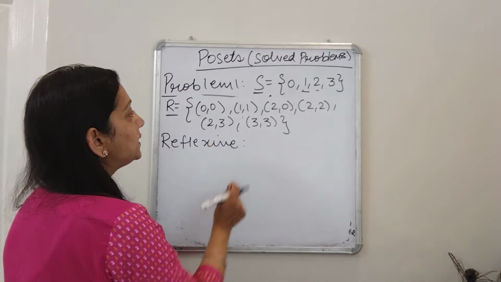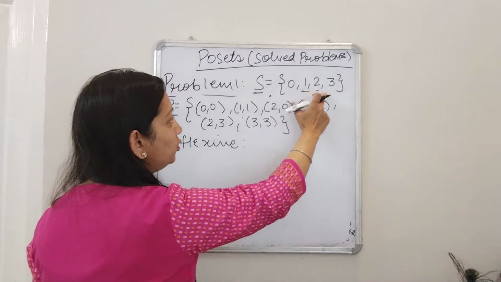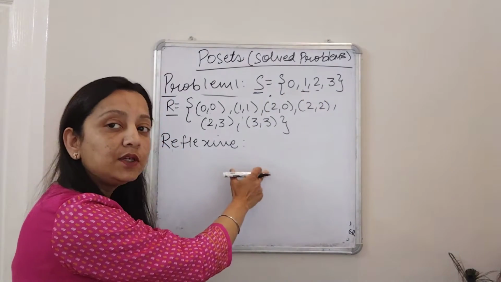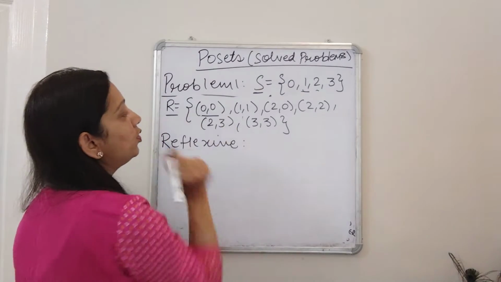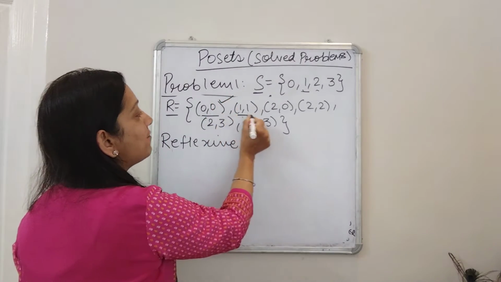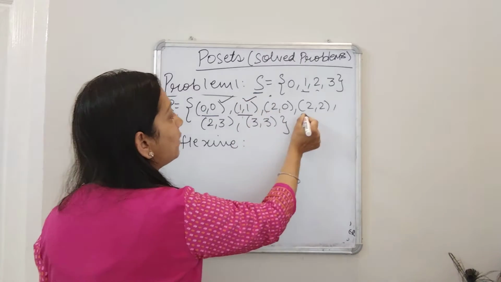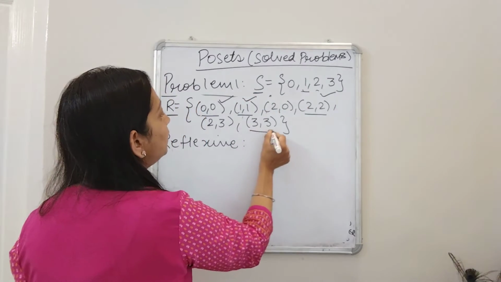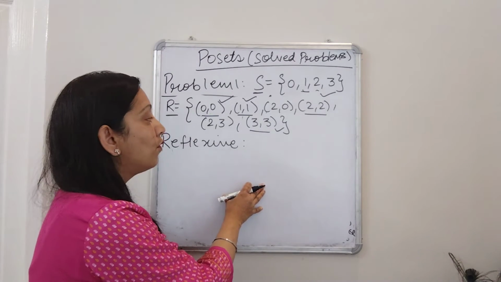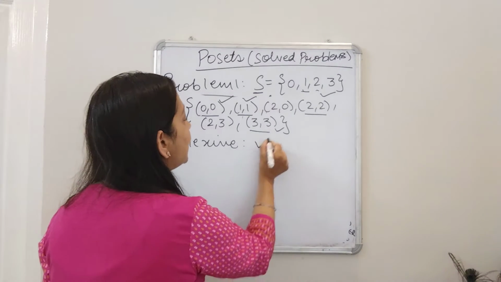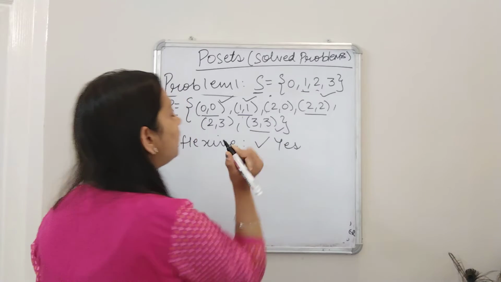For reflexive, if the set has elements 0, 1, 2, 3, then all the ordered pairs (0, 0), (1, 1), (2, 2) and (3, 3) must exist. I have (0, 0) here, okay. I have (1, 1) here, again okay. I have (2, 2) here, fine, and I have (3, 3). So all the elements exist in the form of ordered pairs. So I can say yes, it is reflexive.